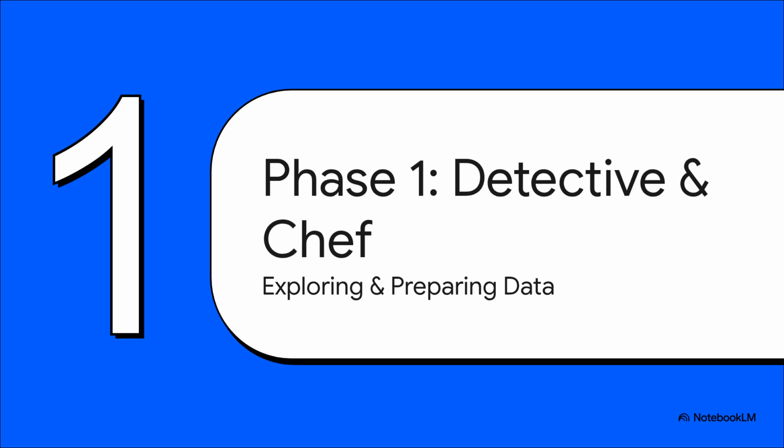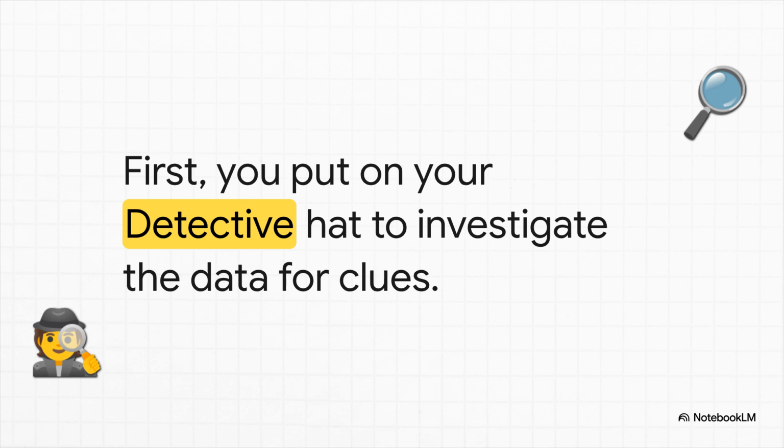Look, before you even think about building a model, you have to get to know your data. I mean, really know it. And that's where you step into your first 2 roles, the detective and the chef. So your very first job is to put on your detective hat. This is what we call exploratory data analysis, or EDA for short. You're not building a thing yet. You're just investigating, snooping around.